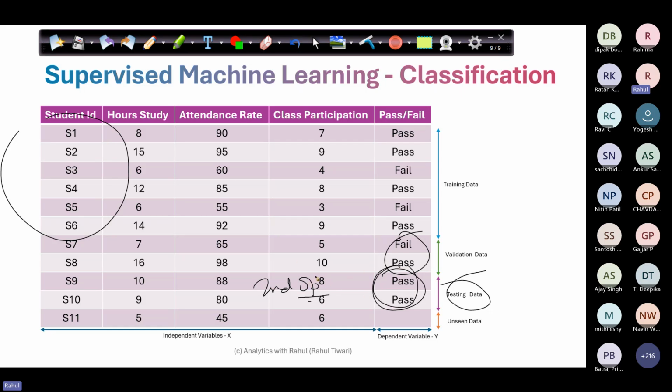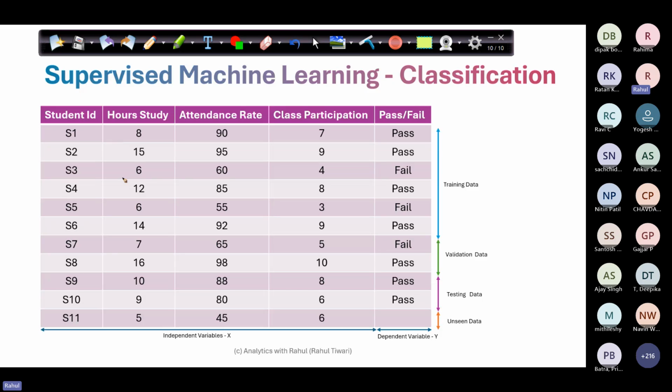In that case, I will finalize the model and I will deploy the model in production. And then the new records will be coming in, where based on their study hours, based on the attendance rate and based on the class participation, I want to predict whether this particular student will pass or fail, right? So that is how your classification works. That is how supervised machine learning works.